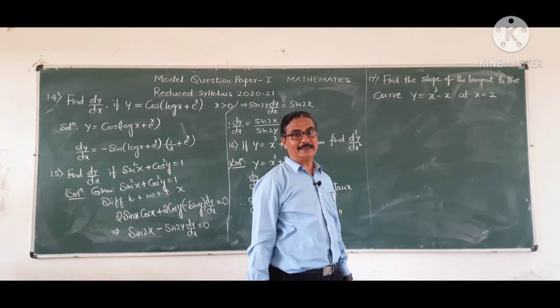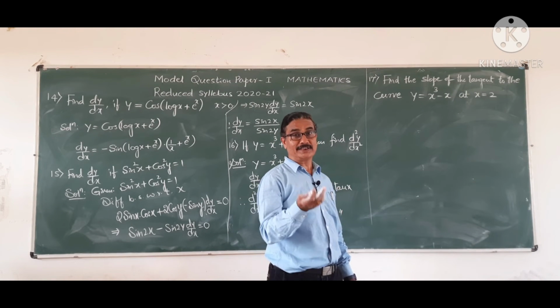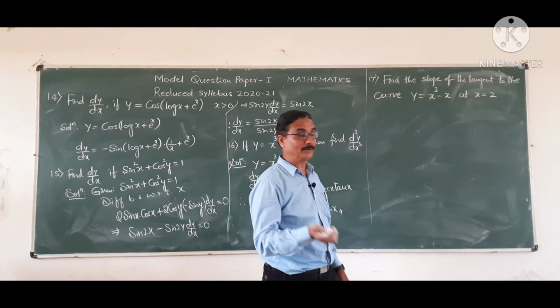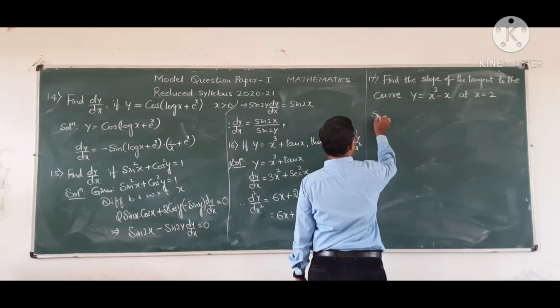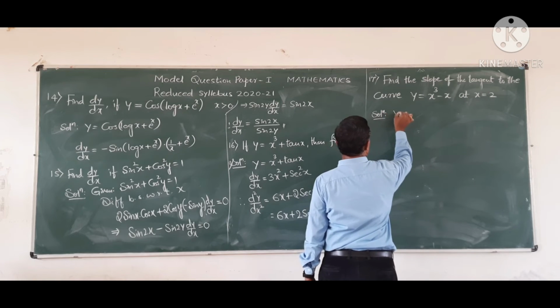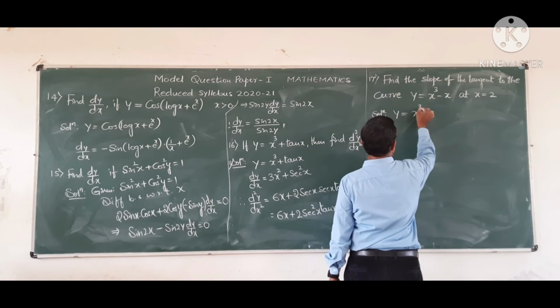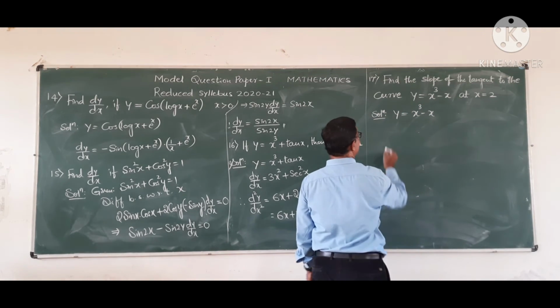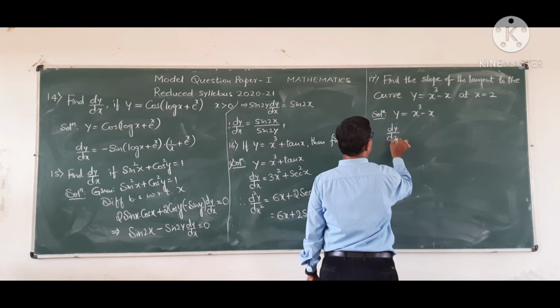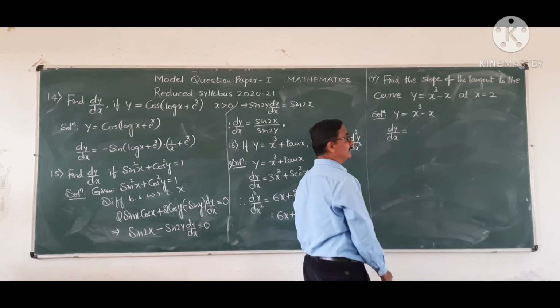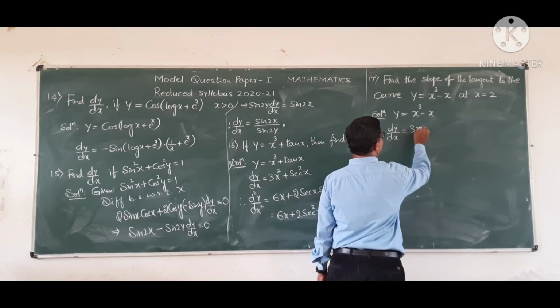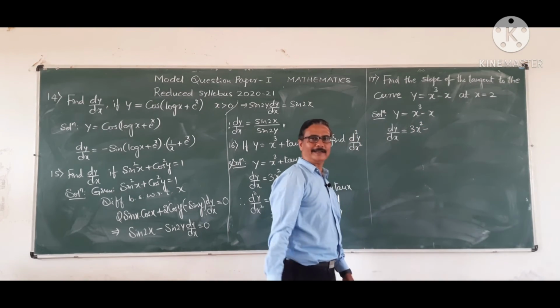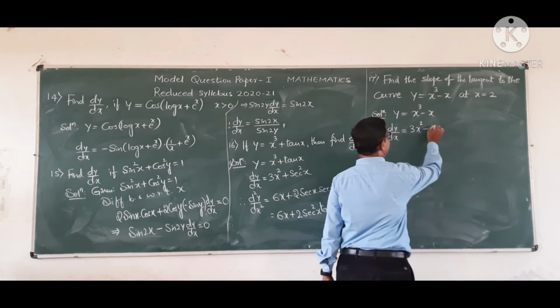Slope of tangent is denoted by f dash x1 or dy by dx at x1, y1. So what can you do? First, differentiate the given data. Given y is equal to x cube minus x. Now differentiate, dy by dx is equal to, what is the derivative of x cube? You know what is that? 3x square, minus derivative of x is 1.